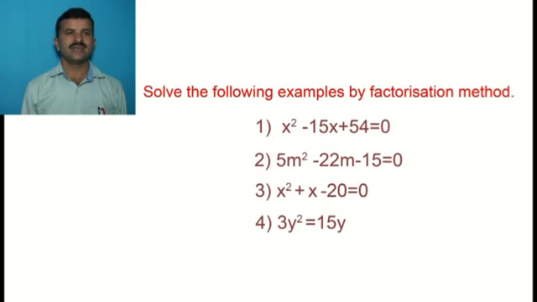Now you can take an exercise, you have to solve quadratic equations. Solve the following examples by factorization method. First example, x square minus 15x plus 54 is equal to 0. Second, 5m square minus 22m minus 15 is equal to 0. Third example, x square plus x minus 20 is equal to 0. Last example is 3y square is equal to 15y. Thank you.